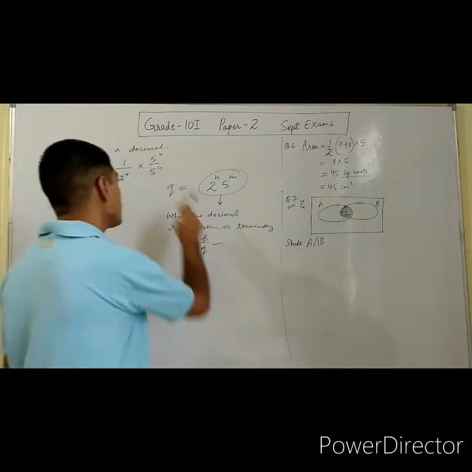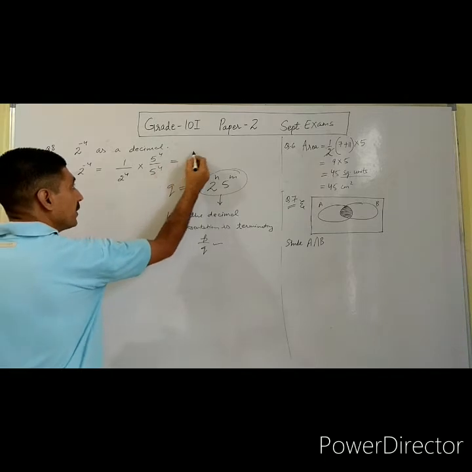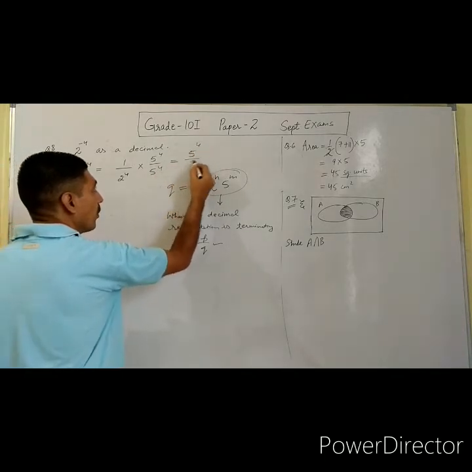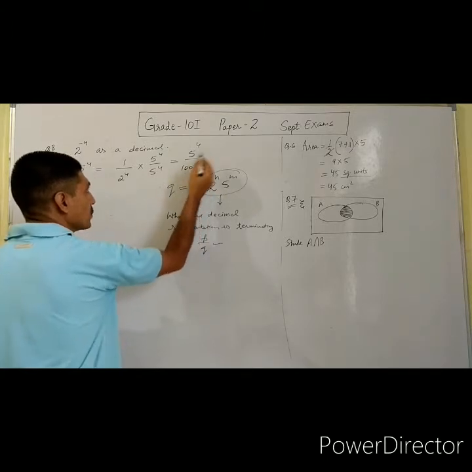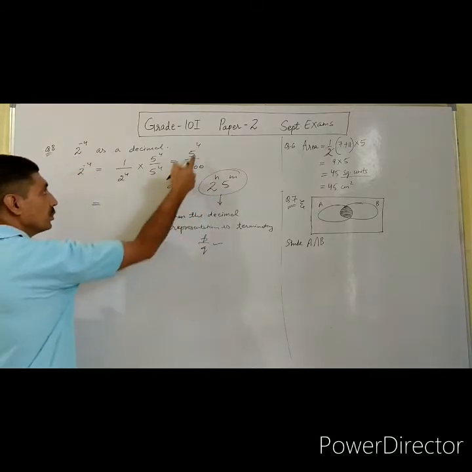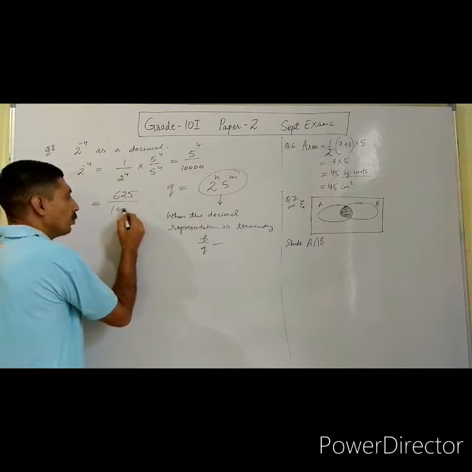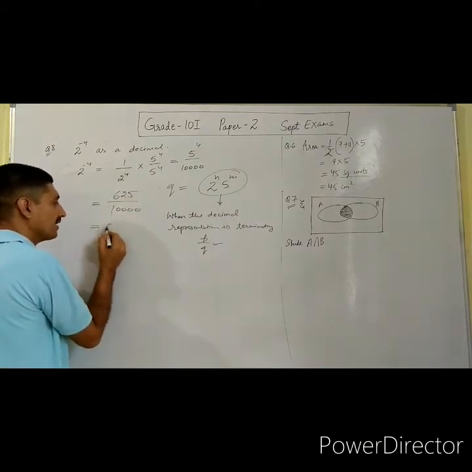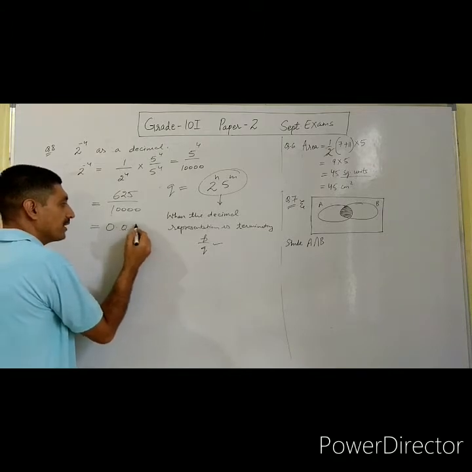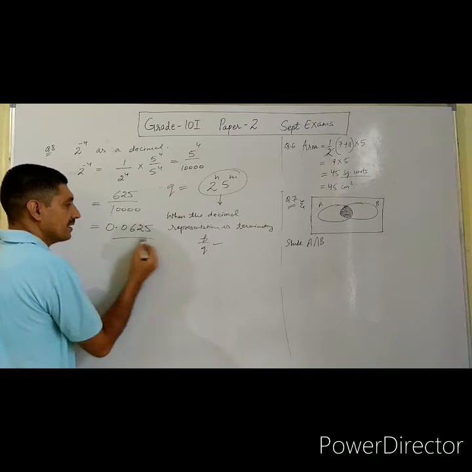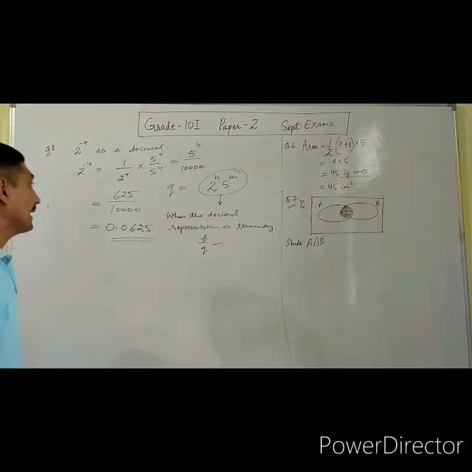So here what we have is 5 raised to power 4 upon, that is 1, 2, 3, 4. So this is equal to 25 into 25, that is 625, and when we convert it into decimals, we have the answer 0.0625. That is the answer of question number 8.